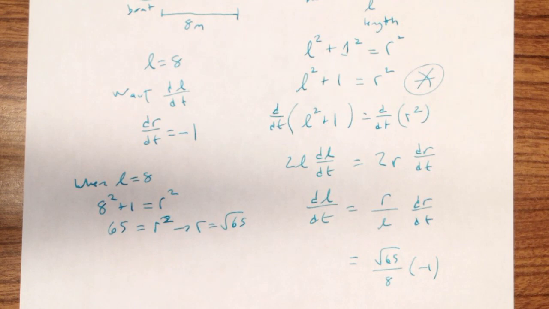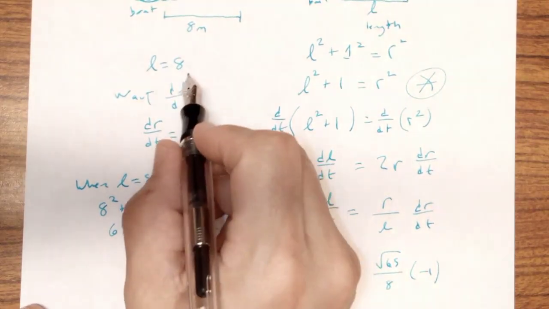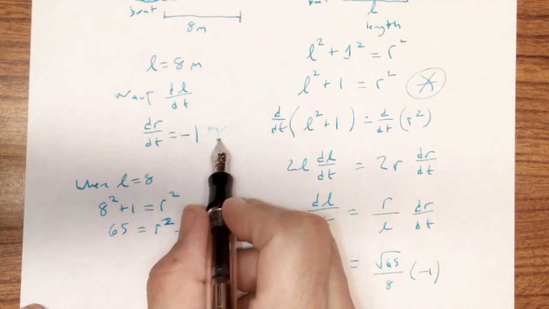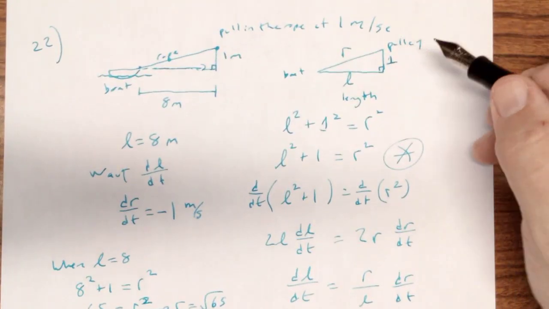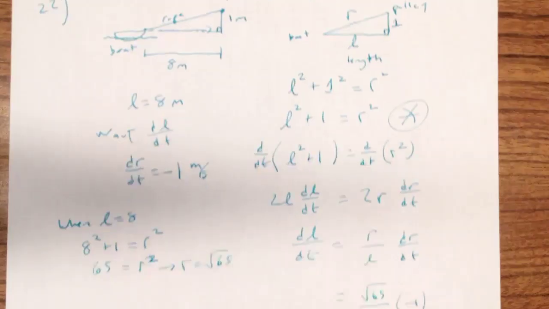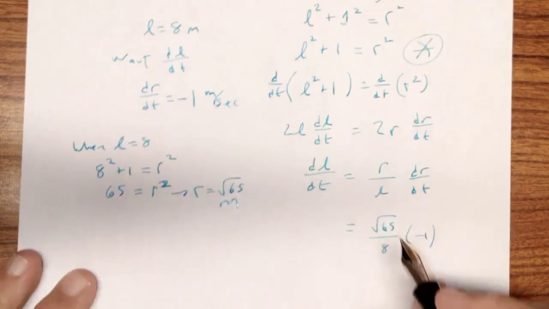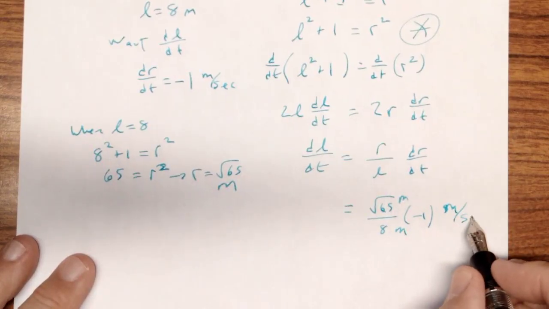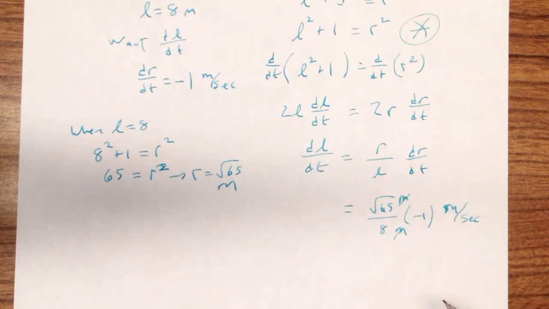And again, I'm going to ask, do the units here make sense? Let me go back over here. L is in meters. dr dt should be meters per second. That's what it says right here in my picture. Meters per second. And R should be in meters. So over here I have meters over meters times meters per second. These cancel, and I get dl dt is in meters per second.